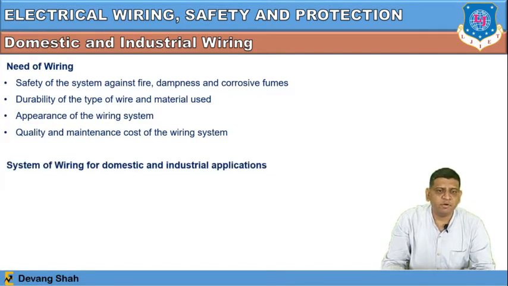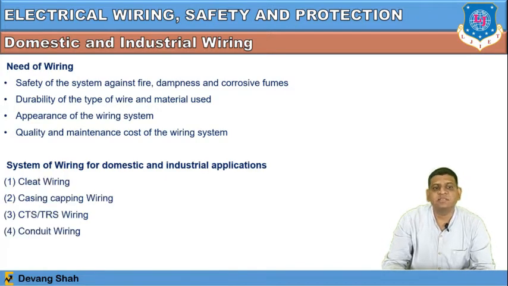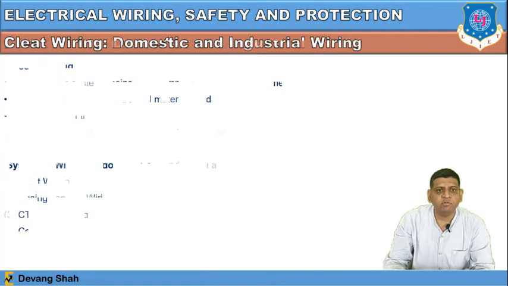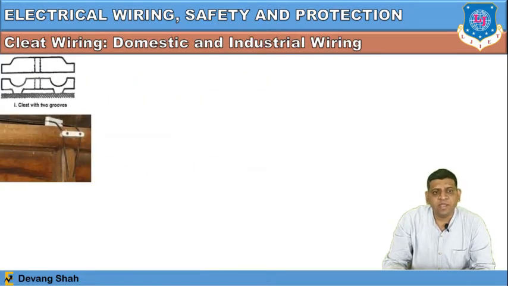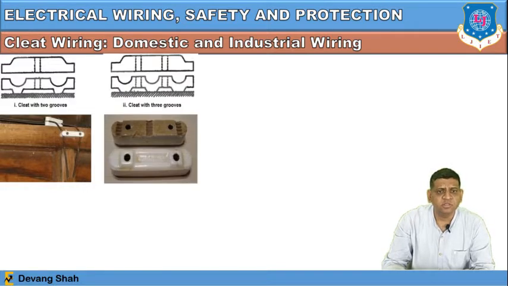Now the system of wiring for domestic and industrial application: there are various methods. One method is defined as cleat wiring, then the second is casing capping wiring, CTS and batten wiring, and conduit wiring, right? So if we talk one by one, first is cleat wiring, where you can see there are two grooves, and the grooves will carry the wire. You have one part as a base and another part as a cap, and you can see here how this kind of wiring can be done using this method.